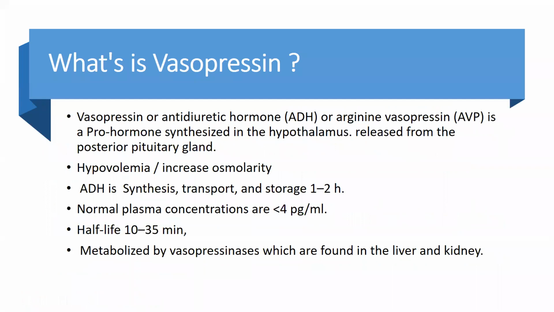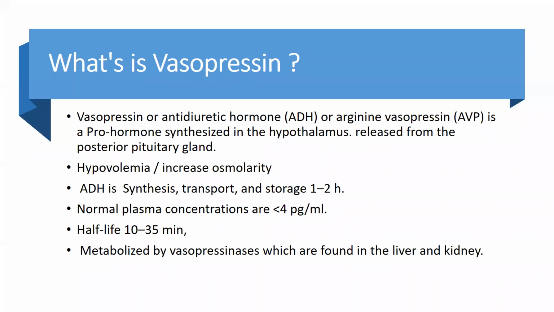So what's vasopressin? As you know, it's a prohormone made in the hypothalamus. It's stored in the posterior pituitary. It can increase in two instances, either hypovolemia or increased osmolarity in the body. Usually it takes around 1 to 2 hours to be released and stored.